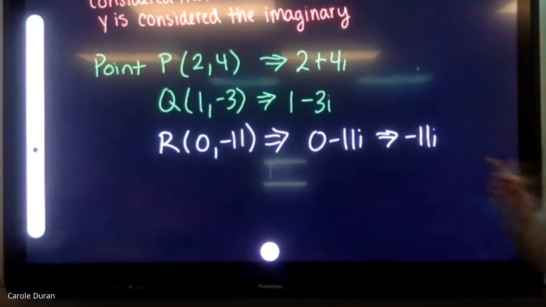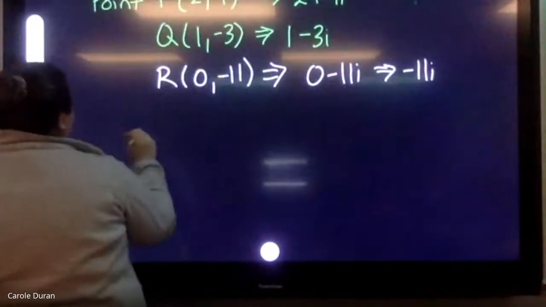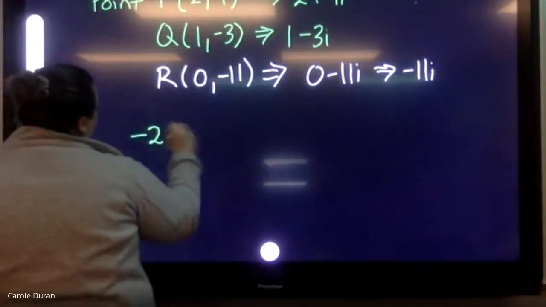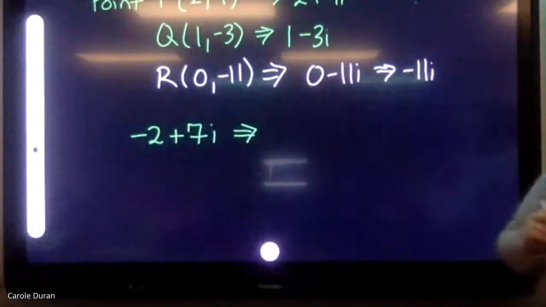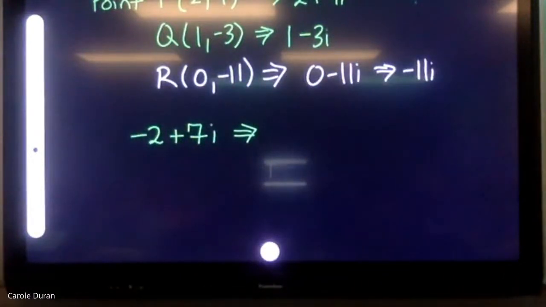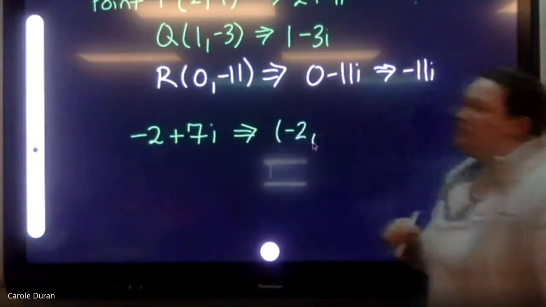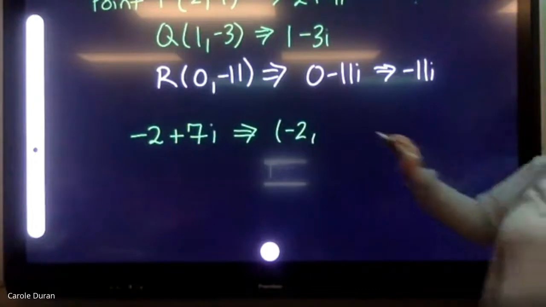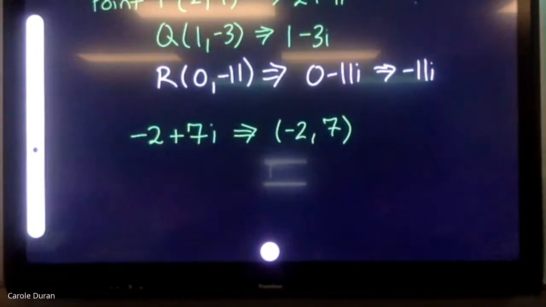This can also go the other direction. For example, if I were to give you a complex number such as negative 2 plus 7i, and I wanted to rewrite that as an xy coordinate pair. My x coordinate would be my real number part, negative 2. My y coordinate would be my imaginary part, positive 7. Anybody confused on how we can change them from an xy coordinate pair to a complex number or the other direction? Everybody okay with that?